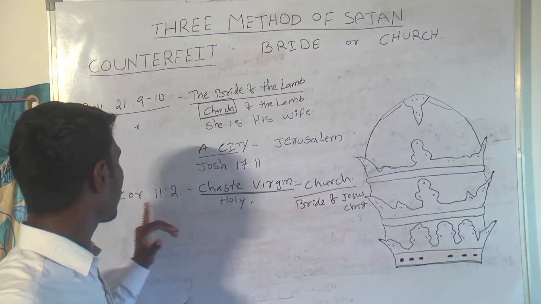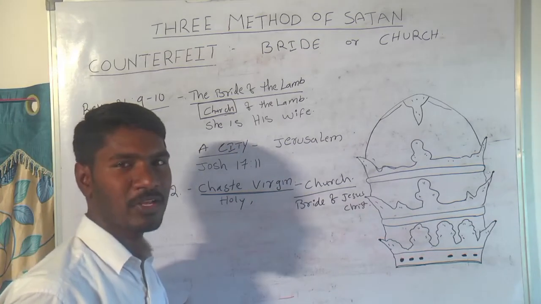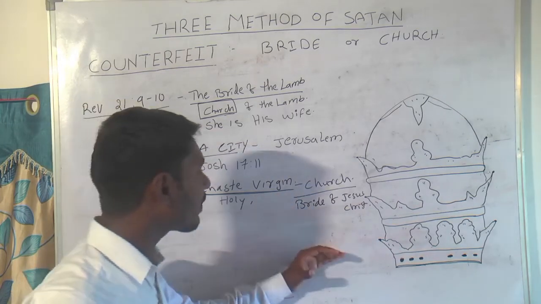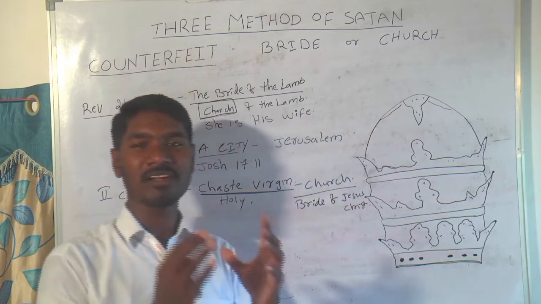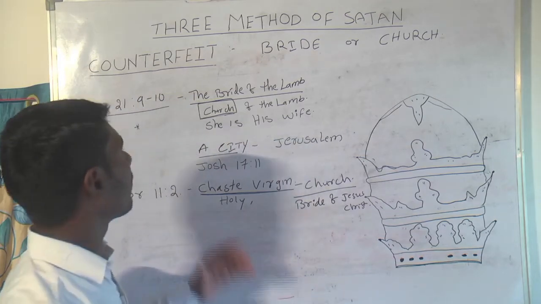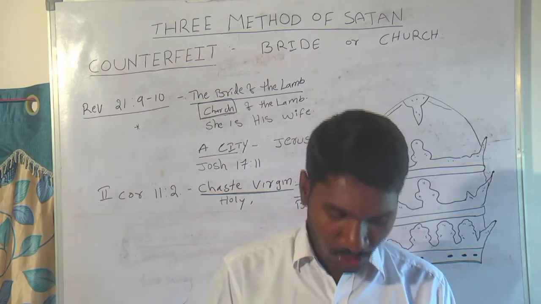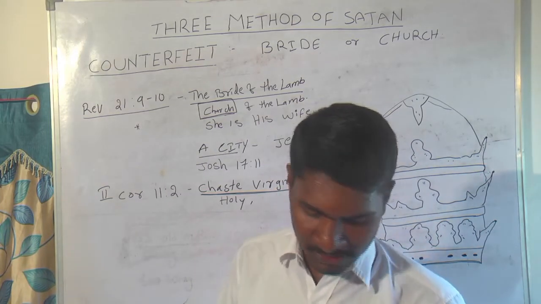And 2 Corinthians chapter 11 verse 2 says chaste virgin. So the church is the chaste virgin and holy bride of the Lord Jesus Christ. Please make sure of this. Now we are going to see how the devil counterfeits the bride of the Lord Jesus Christ.